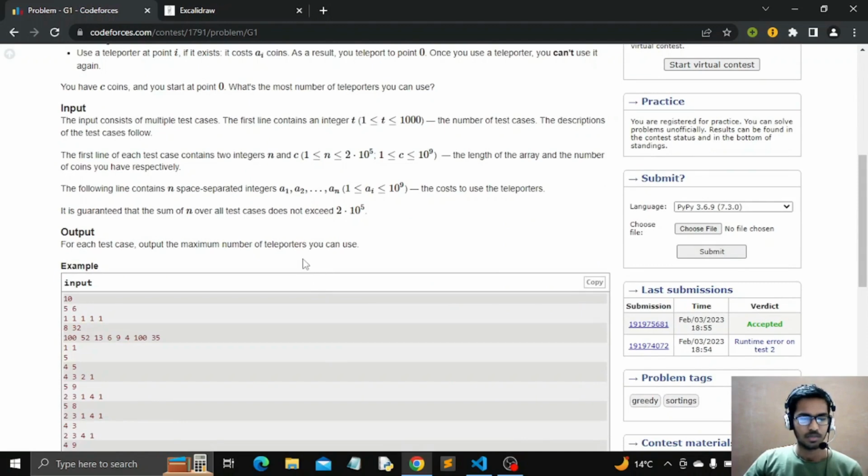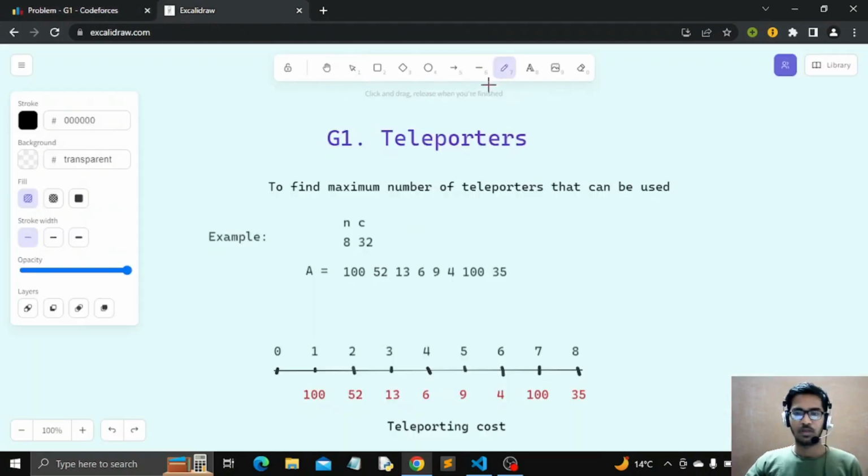Now let us see the approach to solve this problem. At a particular point, we have three options. We can either move 1 unit towards right, or move 1 unit towards left, or use a teleporter at that point and teleport back to point 0. And we need to find the maximum number of teleporters that can be used.